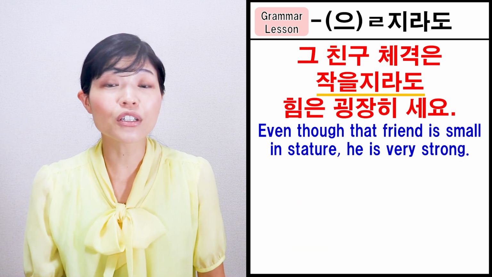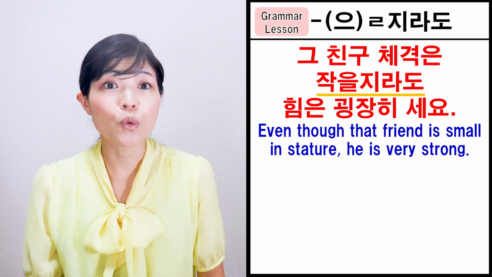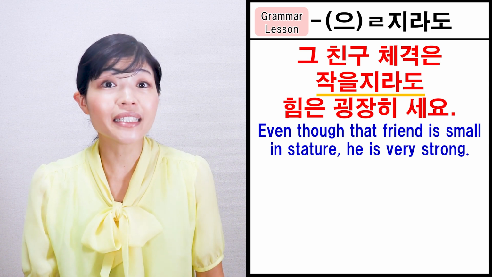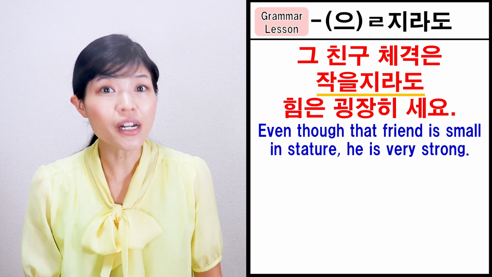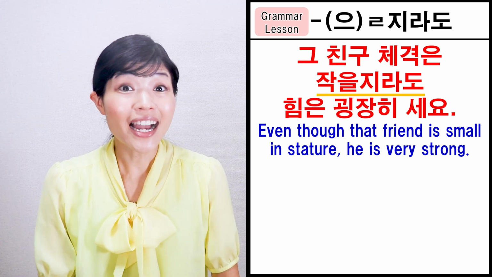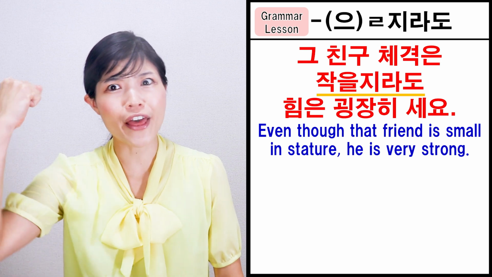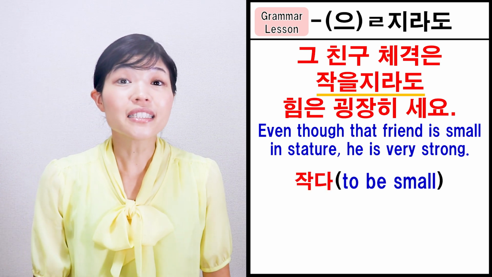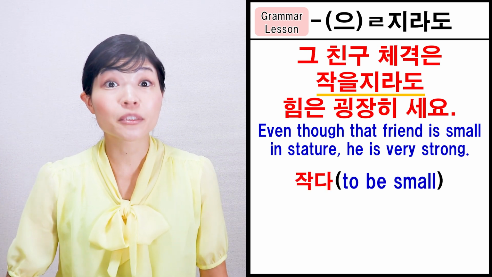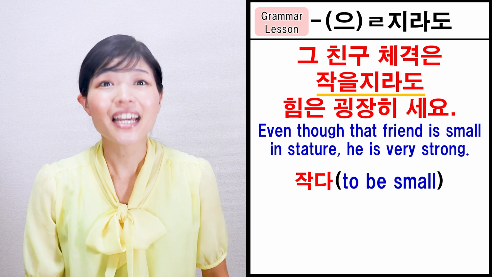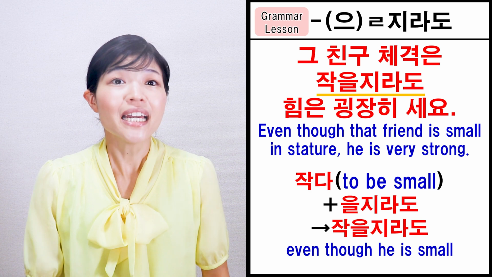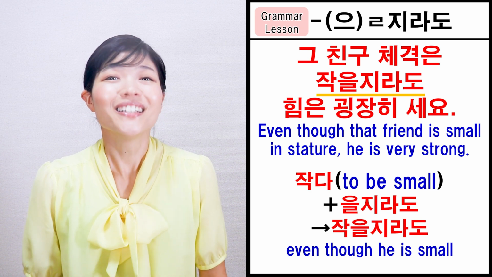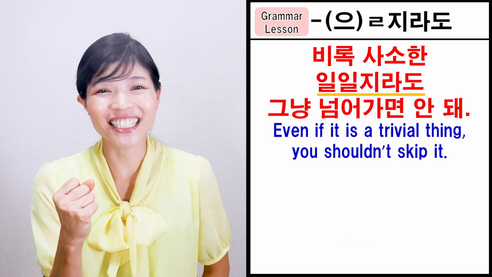그 친구 체격은 작을지라도 힘은 굉장히 세요. Even though that friend is small in stature, he is very strong. Height doesn't matter with one's strength, right? Here, since the adjective 작다, to be small, has a final consonant, you add 을지라도 to make 작을지라도, even though he is small. Let's read the next sample sentence.